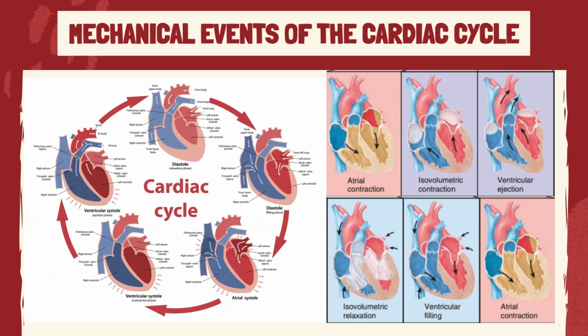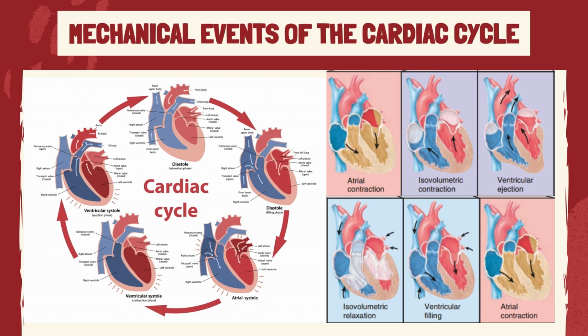Secondly, nodal delay. There is a brief delay of around 0.13 seconds as the action potential travels from the atria to the ventricle. This delay allows the atria to contract and fill the ventricle before ventricular contraction begins. The timing is systole, which is contraction, lasting about 0.3 seconds, and diastole, which is relaxation, lasting about 0.5 seconds.